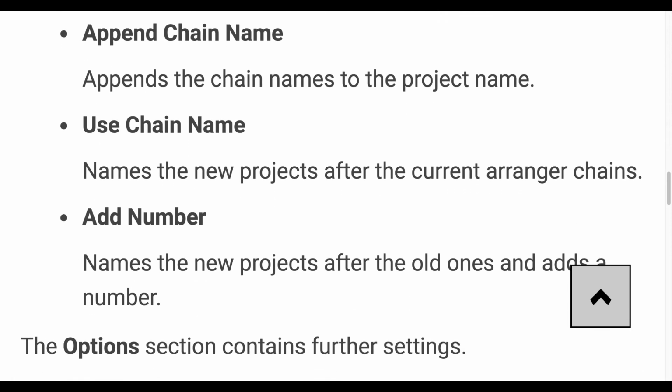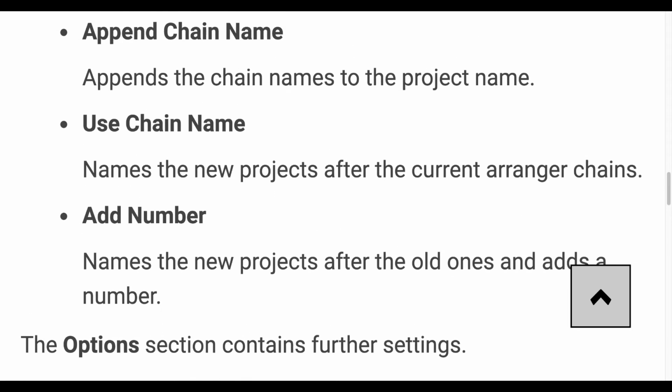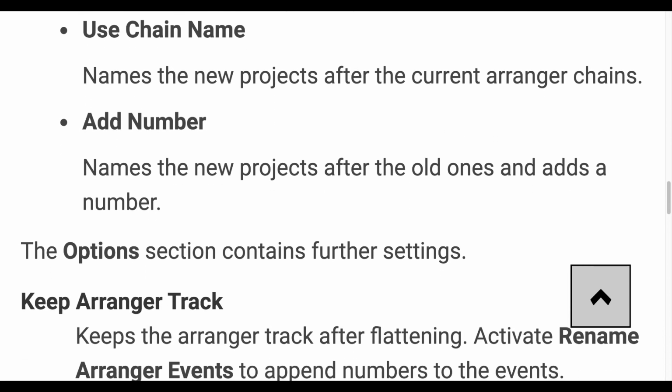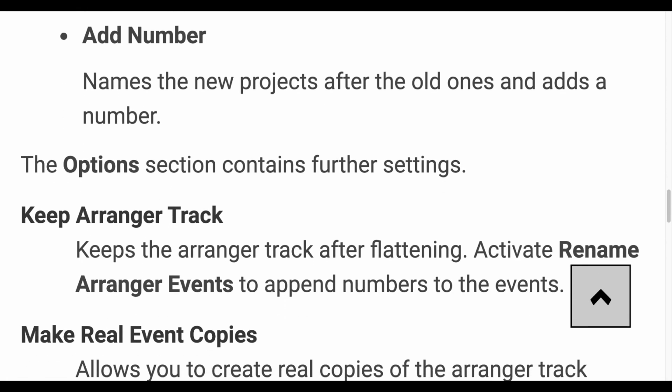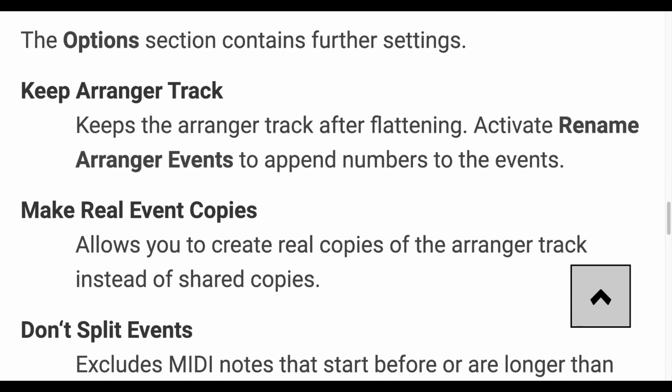Append chain name: appends the chain names to the project name. Use chain name: names the new projects after the current arranger chains. Add number: names the new projects after the old ones and adds a number. The options section contains further settings.